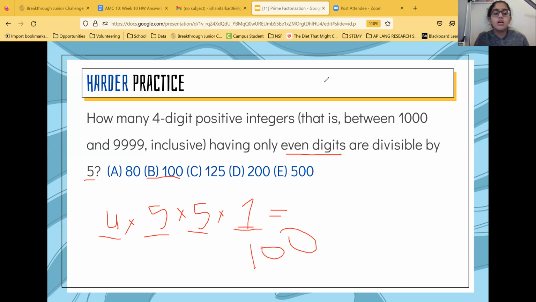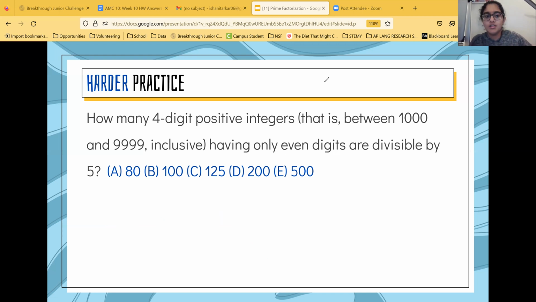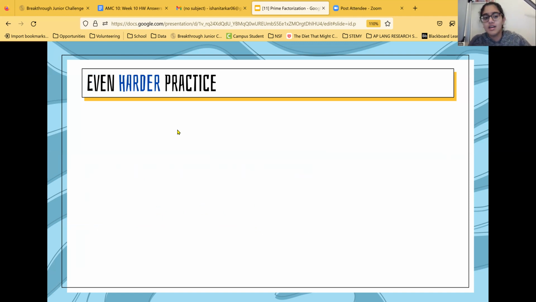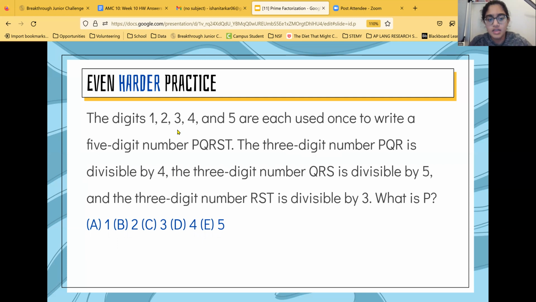Yeah, but you all do know how to solve this. You just messed up right now. If you were actually taking the test, you'd probably get this, which is good because it is an AMC 10. Okay, this one's an AMC 8 problem.